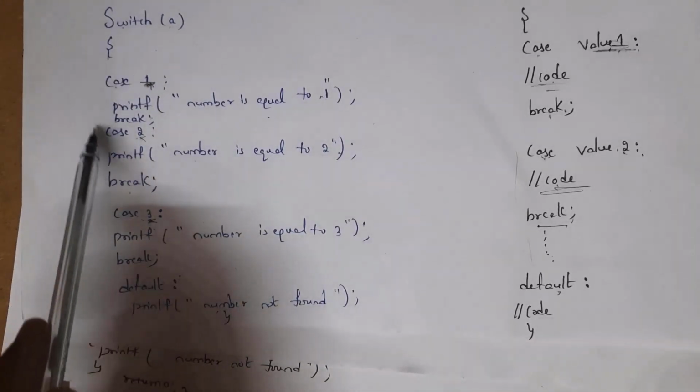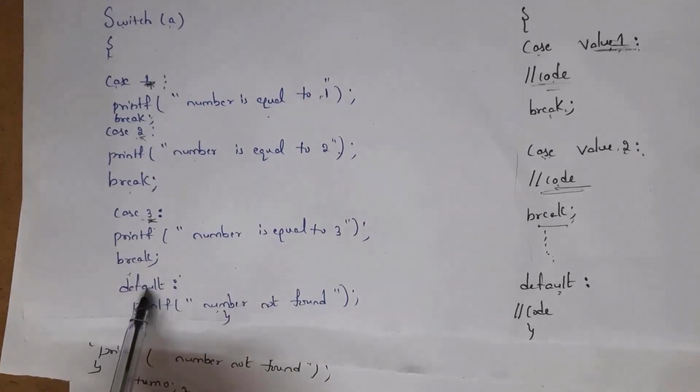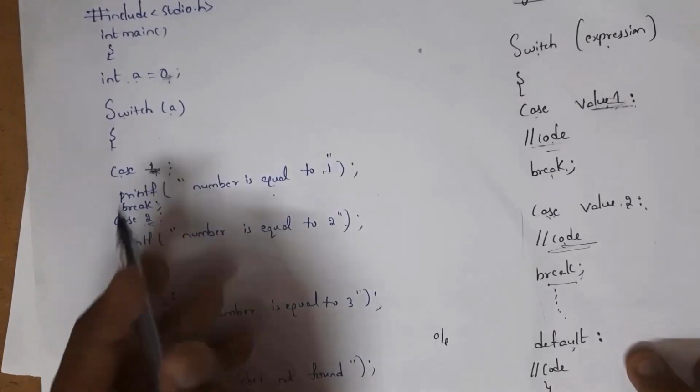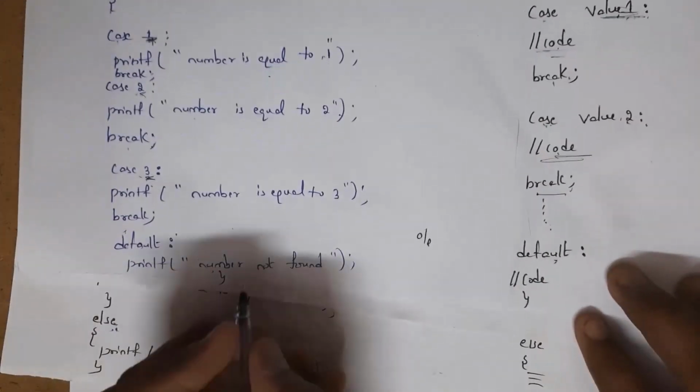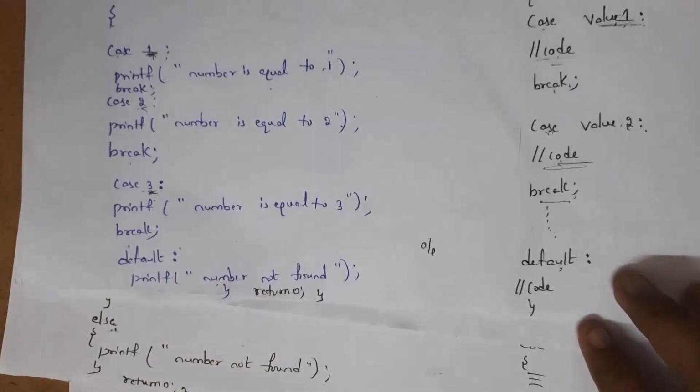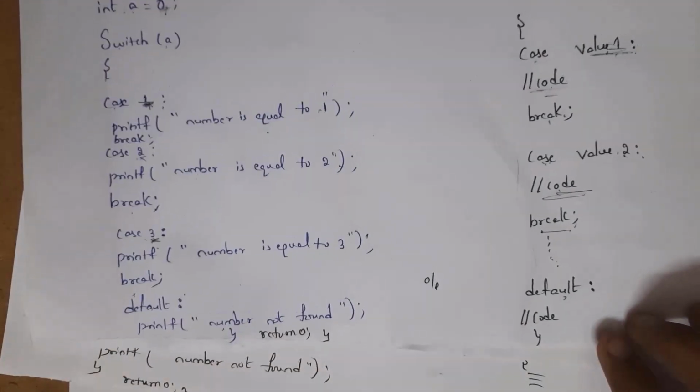So if all these conditions are false, then default statement will be executed. So I will get output as number not found. Here I return int main. So you need to write return 0 semicolon, close main function. This is program. Here I will get output as number not found.